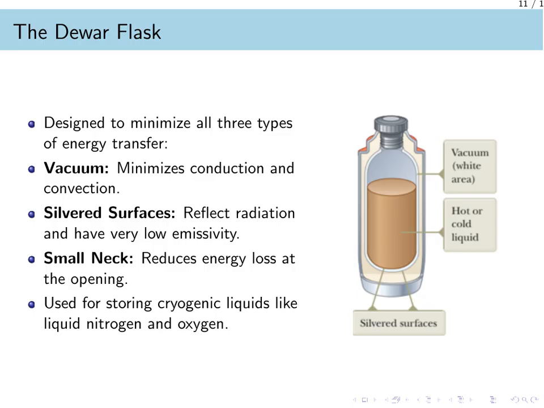The Dewar flask is a brilliant application of these concepts, designed to minimize all three types of energy transfer. It features a double-walled glass vessel with a vacuum between the walls to eliminate conduction and convection. The internal surfaces are silvered to reflect radiation and maintain very low emissivity. Finally, the flask has a small neck to reduce energy loss at the opening. This construction is so effective that it is used to store cryogenic liquids like liquid nitrogen and oxygen at extremely low temperatures for long periods.